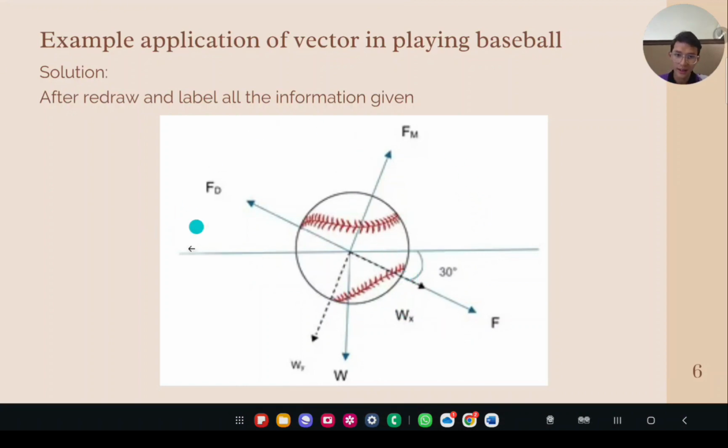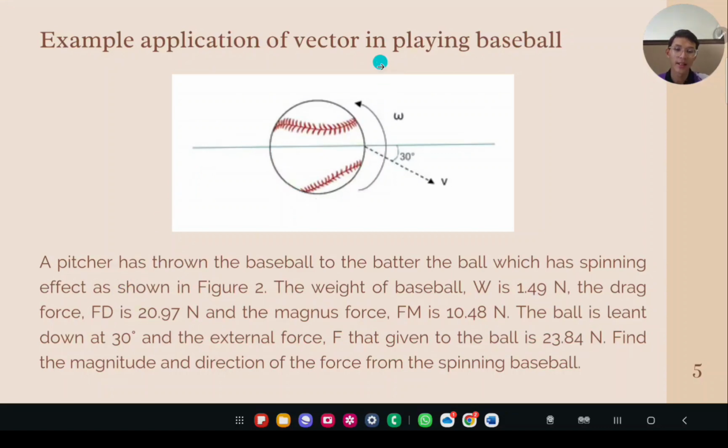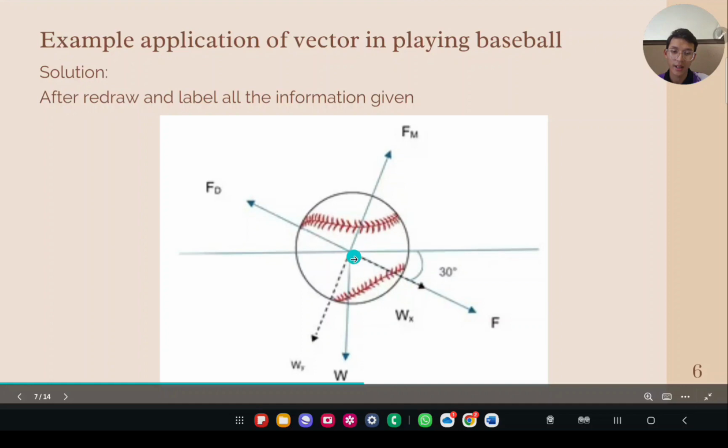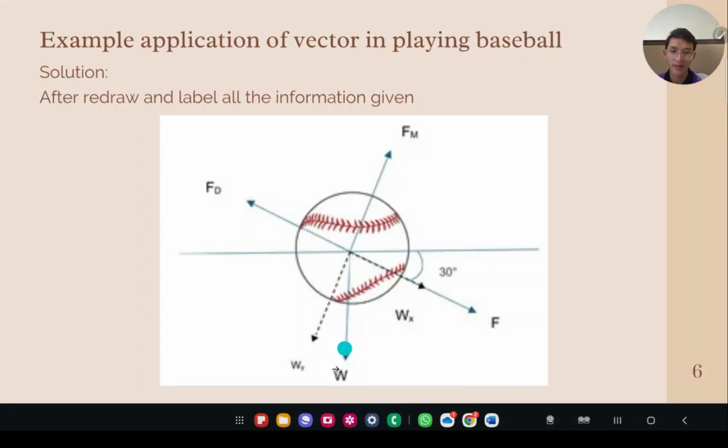And as we see here, this is the angular velocity. If we cross product with velocity here, we will get Magnus force here, same as this picture. If we cross product velocity with angular velocity, we will get Magnus force. So W will act downward because of the gravity force.